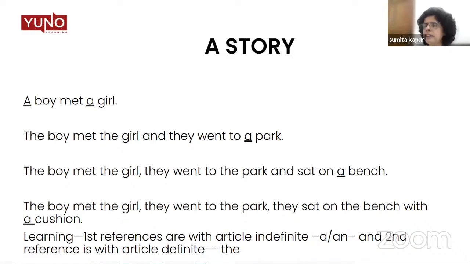It is there, the bottom sentence of the slide. What is the learning? First references are with the indefinite article, which is a or an, and second references are with the definite article, which is the. Very easy to remember. Begin with a, move to the.